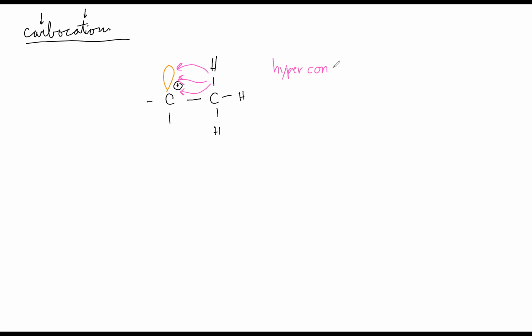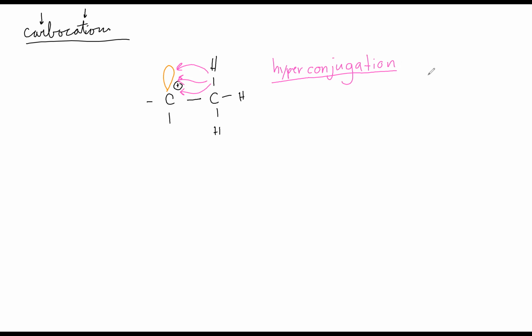hyperconjugation. Usually we talk about conjugation alone with double bonds, resonance structures, that sort of stuff. I hope I spelled this right, because I'm talking and writing and I always spell things wrong. We call this hyperconjugation because it's not exactly that. Instead, we are sharing electron density in these bonds with the empty p orbital, which stabilizes that p orbital, which stabilizes our carbocation.